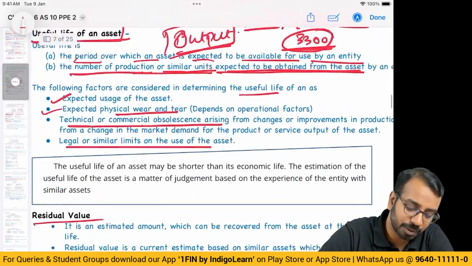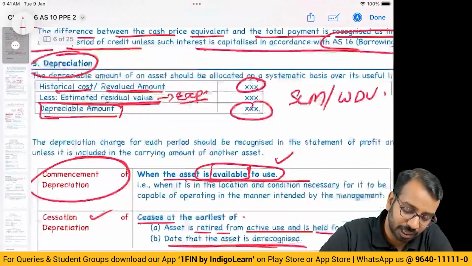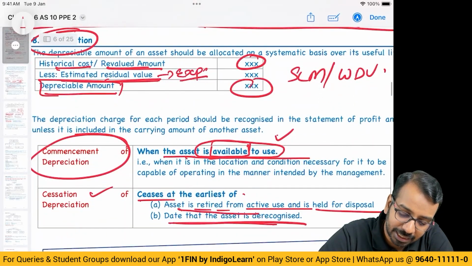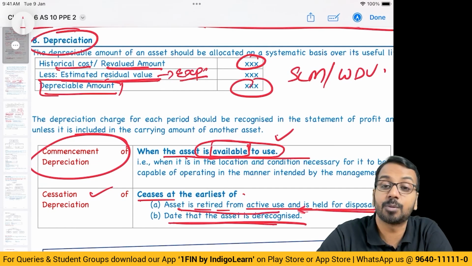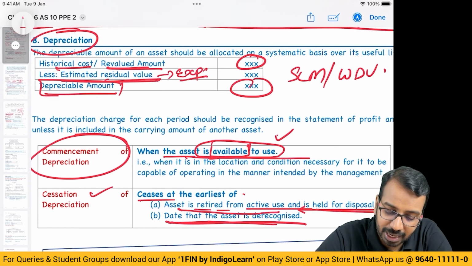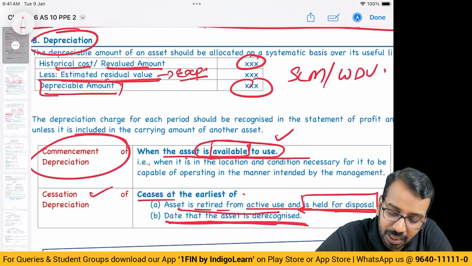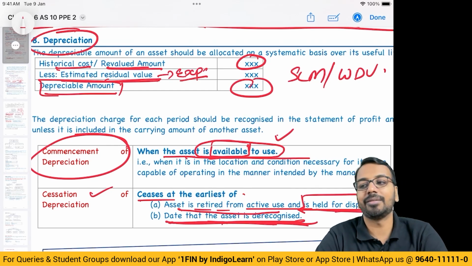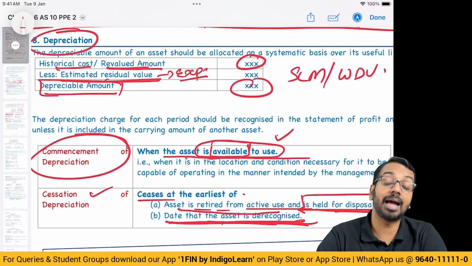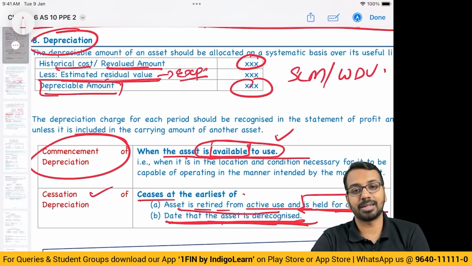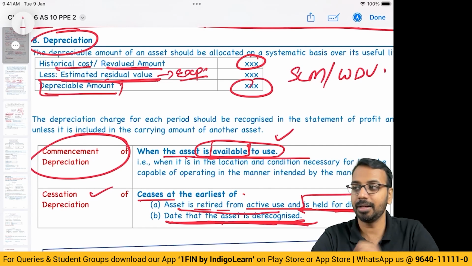When should we stop depreciation? We should stop depreciation when the asset is retired from active use and is held for disposal, and the date the asset is derecognized. So it has to be either held for disposal or we have derecognized the asset, and that is the time when the depreciation has to stop, right?